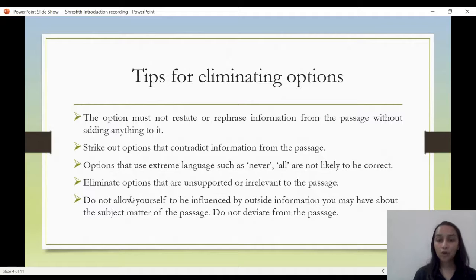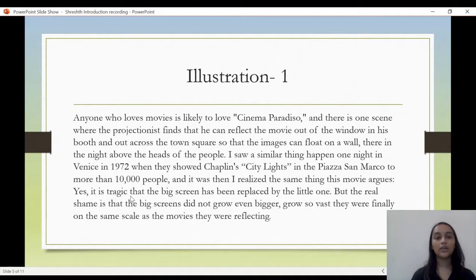You may have some background knowledge or some outside information about the passage or what the passage is dealing with. Do not allow yourself to be influenced by it. Just make sure that the inference can be based on the information already provided in the passage. So be careful to not deviate from the passage. Alright. Now let's look at a few illustrations.